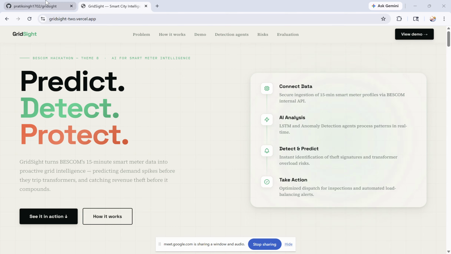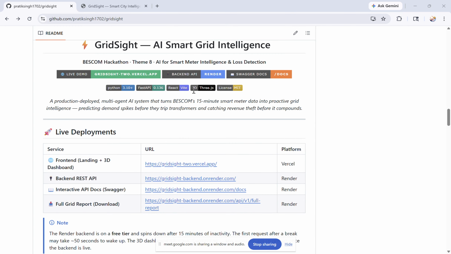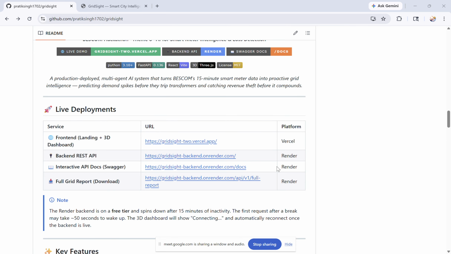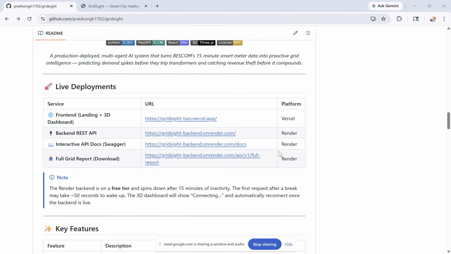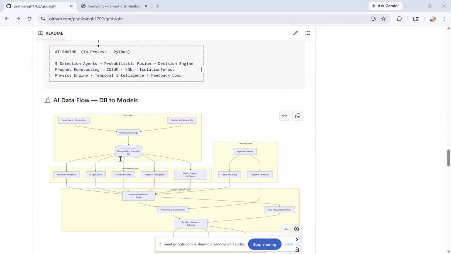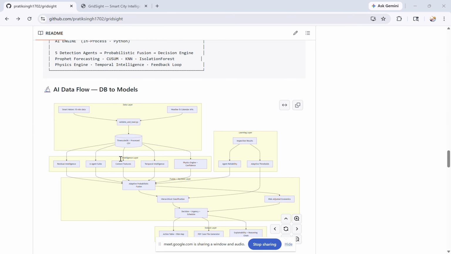So now I would explain our project. First we go through our project. We have the front end, which is deployed on Vercel. We have the backend, which is deployed on Render. Then we have Swagger to check our APIs. We can go through it. Then we'll go to the data flow, how the user data flows.